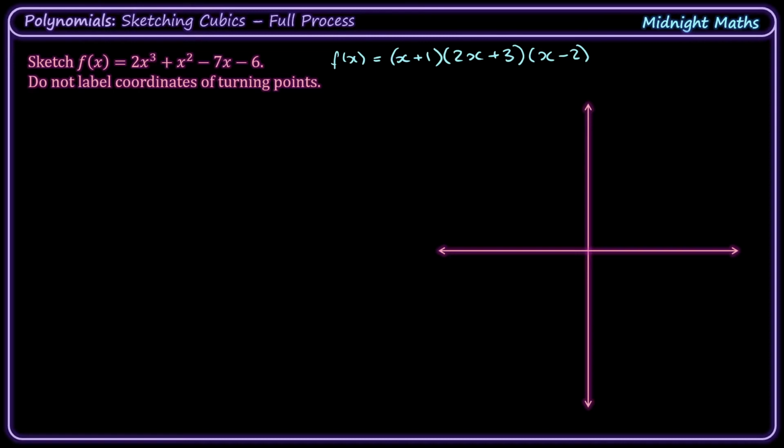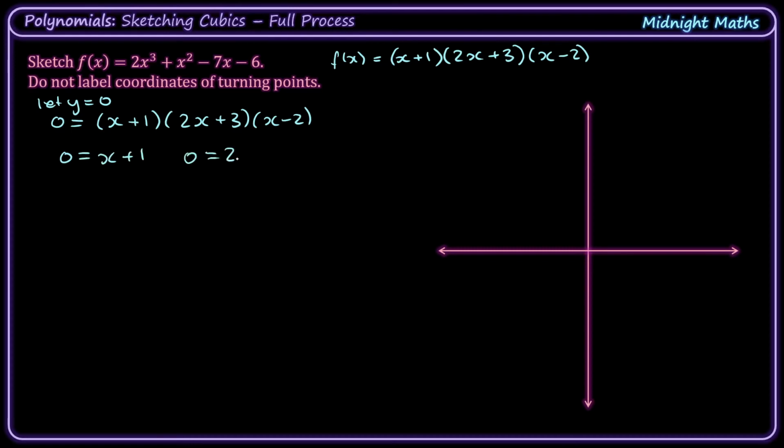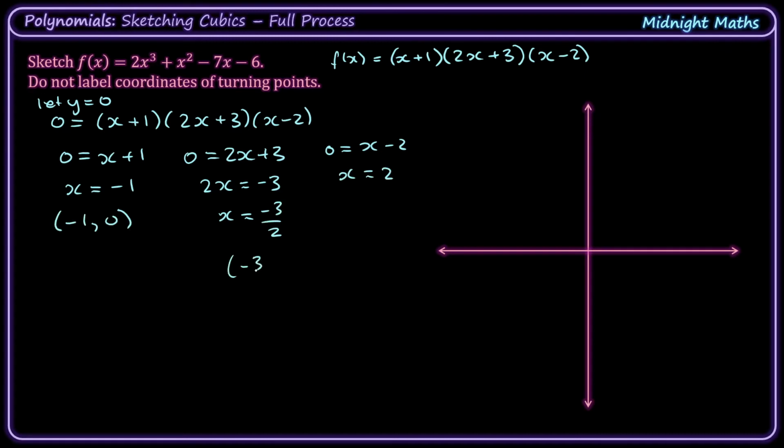Alright, so to sketch this, we'll start by using the null factor law to find the x-axis intercepts. I'll just note down that y equals 0, and then we have x plus 1, 2x plus 3, x minus 2. Using the null factor law, I get 0 is equal to x plus 1, 0 is equal to 2x plus 3, and 0 is equal to x minus 2. x equals minus 1. This one we can rearrange in 2 steps, so 2x is equal to minus 3, and then x is equal to minus 3 halves. And this one is x is equal to 2. My coordinates are therefore minus 1, 0, minus 3 halves, 0, and 2, 0.